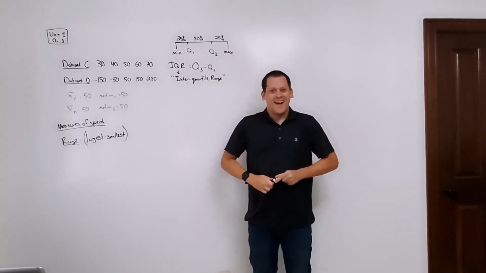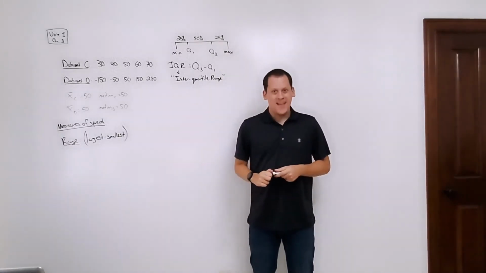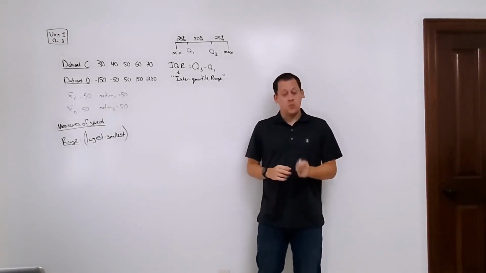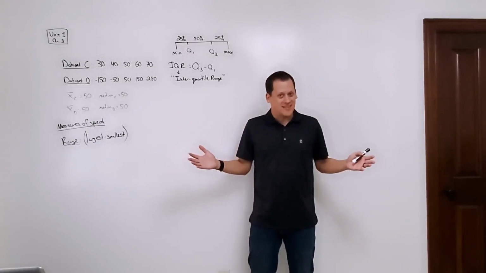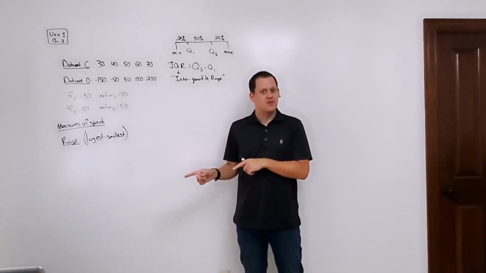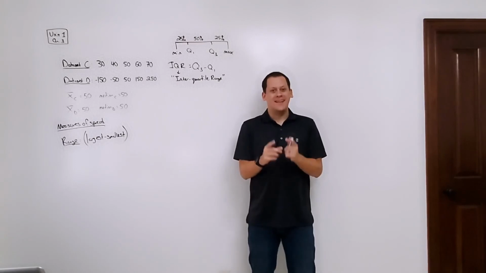So I actually want to stop here. There is another measure of spread that we use, and it uses all the values of the data set, kind of like the mean did for the measure of center. And we'll talk about that in the next video.